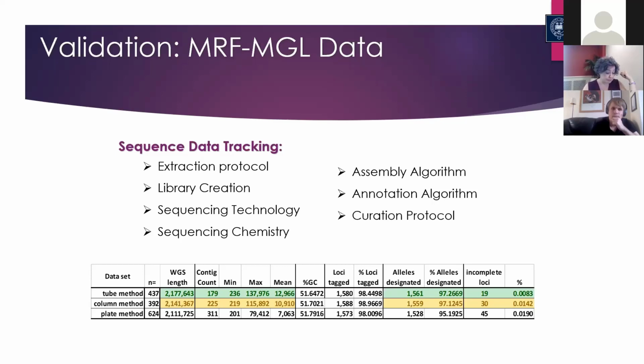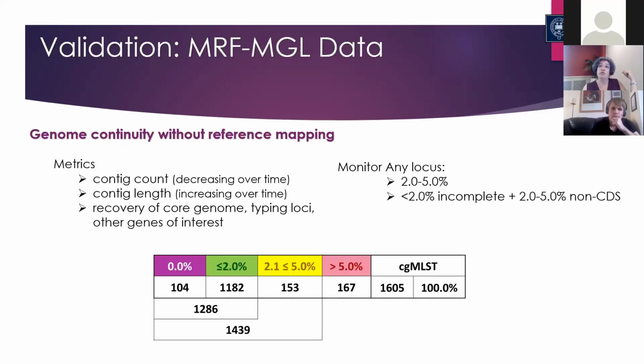Overall, over the 10 years that we've been doing this, we have continued to see an increase in the contig length and a decrease in the contig count. This is really important because it means that these repeat regions within the genomes are being assembled more and more. We're able to recover more of the genes that are in the genomes themselves.